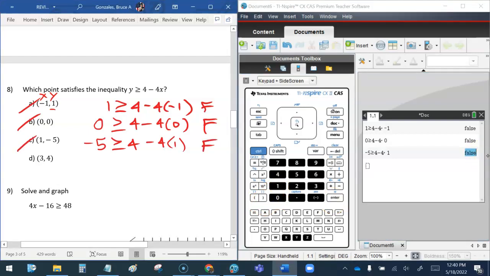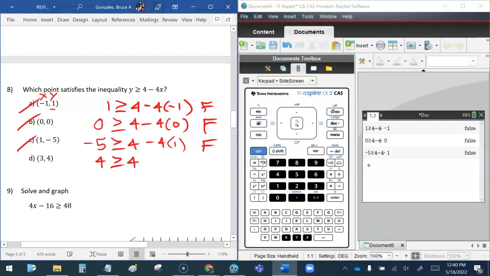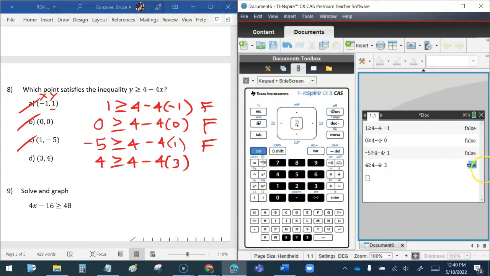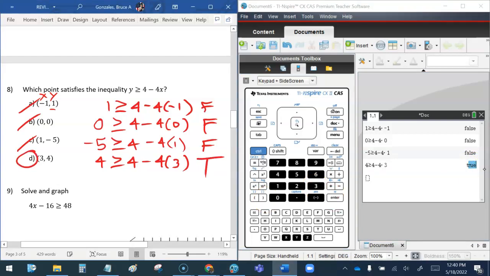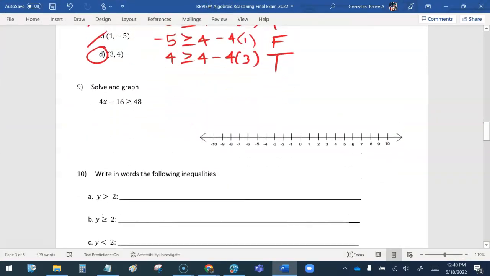Well, you think the last one will have to be true. Let's find out. Okay, so here we go. The y value is 4, greater than or equal to 4 minus 4, and the x value is 3. So 4, greater than or equal to 4 minus 4, 3. And that one's true. True is correct. So remember, you replace x and y with the ordered pairs, see if it's true using the calculator. All right. Solve and graph. Now, when I'm solving this one you must solve by hand. There is no nsolve.